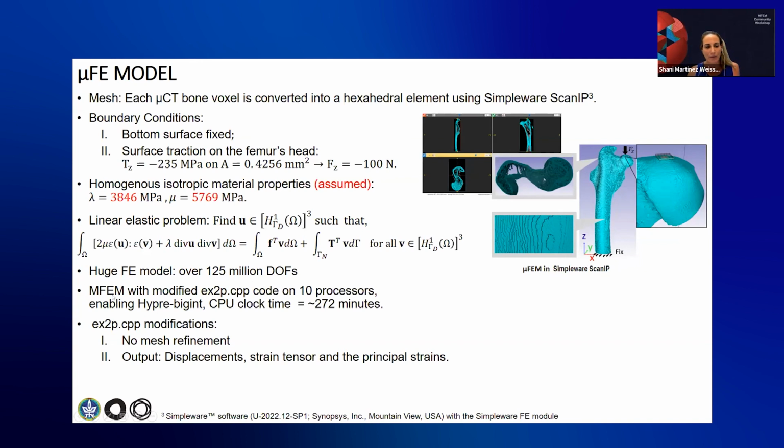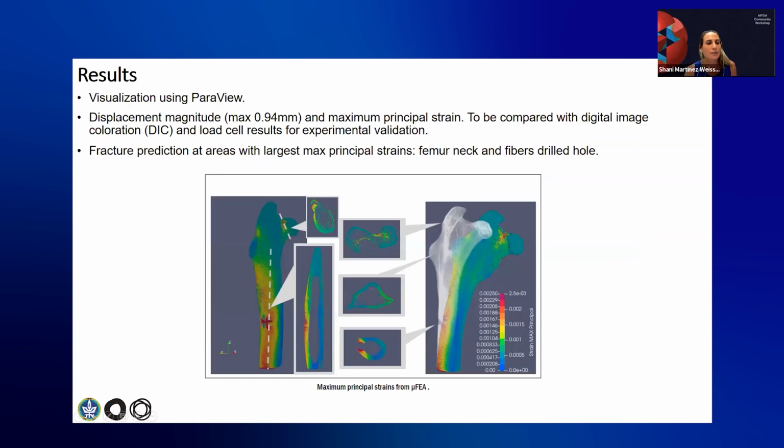This is actually how I found my way to MFEM, due to its ability to handle a large model. I used a modified version of example 2P with 10 processors, and it took about 4.5 hours to solve. The main modification I made to example 2P is to calculate the strain tensor and the principal strains in addition to the displacement output, and I disabled the options of mesh refinement. The results were visualized using ParaView, mainly focusing on the displacement magnitude and the maximum principal strain.